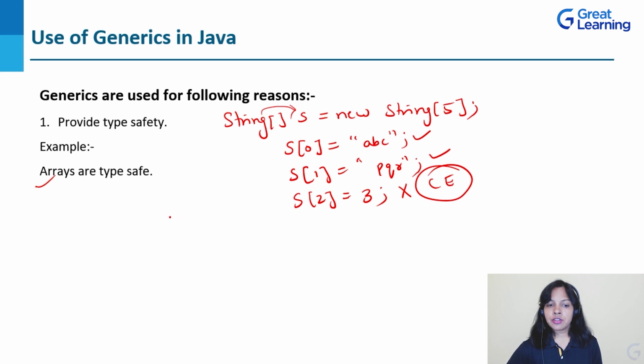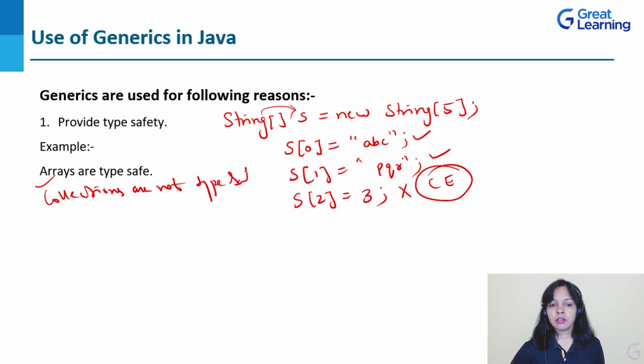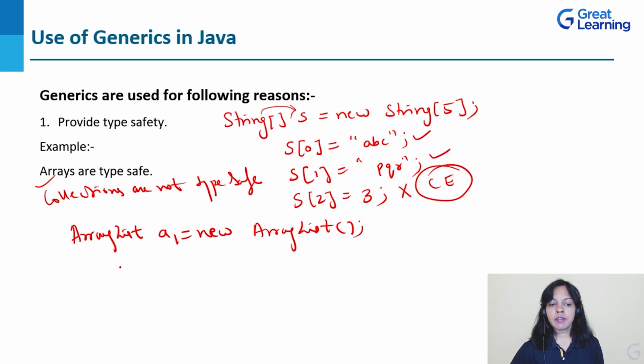Now, collections are not type safe. Why, and in which condition? Suppose I'm using an array list, and I create an array list object, suppose A1 equals new ArrayList. If I want to insert into this array list, there is a method called add inside the ArrayList class, which we can use to insert values. So A1.add, and if I add ABC here, it won't throw any error.